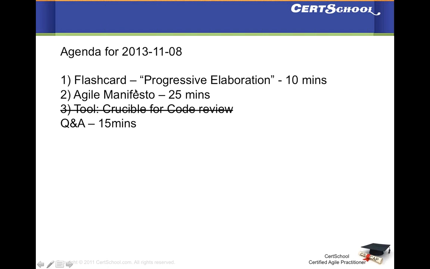Okay, the agenda for today is we're going to cover a couple of big things. First, the flashcard about progressive elaboration, and then second is a very big topic, the Agile Manifesto. This is the core of Agile. We'll go over all the Agile values and the 12 principles. Okay, so there are 4 values and 12 principles, and we'll look at each one of them in detail.